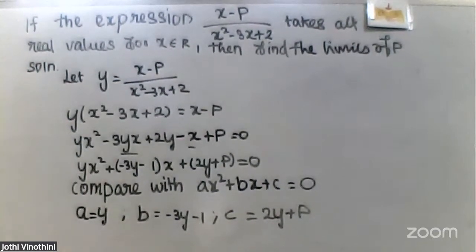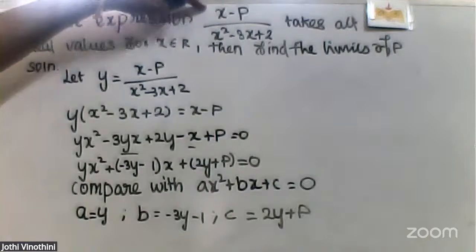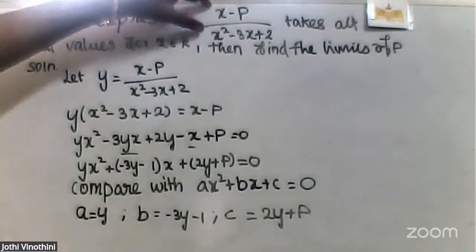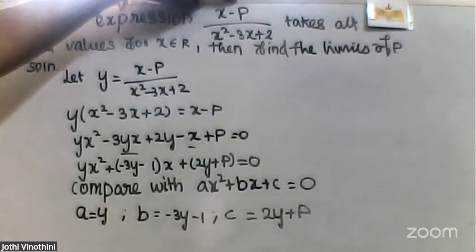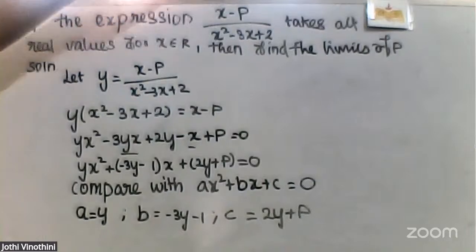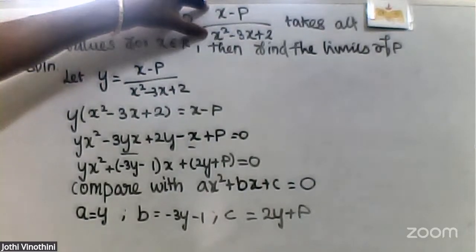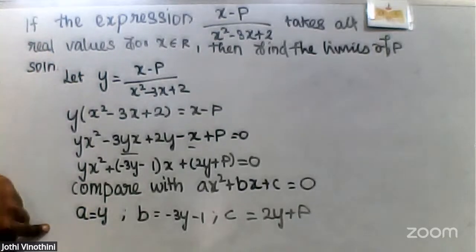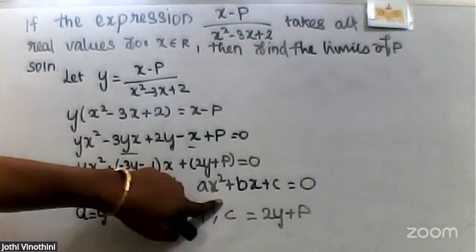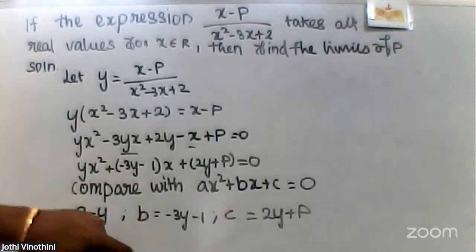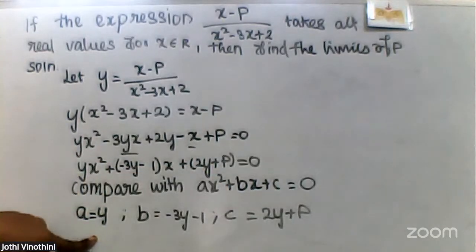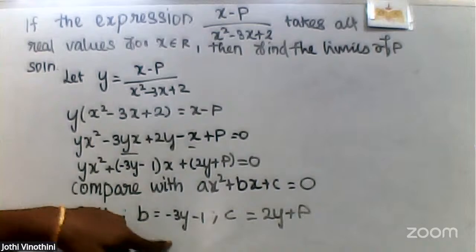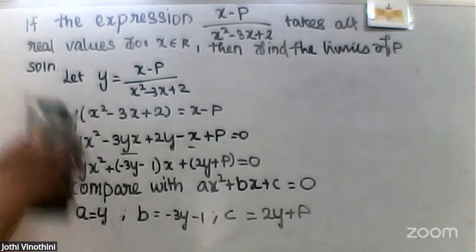I hope you are clear with this. Shall we move? Before that I will explain this once again. We are provided with the expression. In this expression, we have a variable p. We are going to find the limits of p. So we take the entire equation and equate it to y, simplify it, and compare it with ax squared plus bx plus c. Up to now we have found the values of a, b and c.